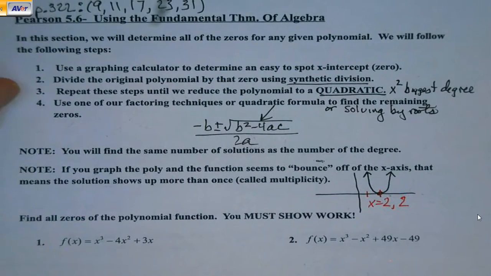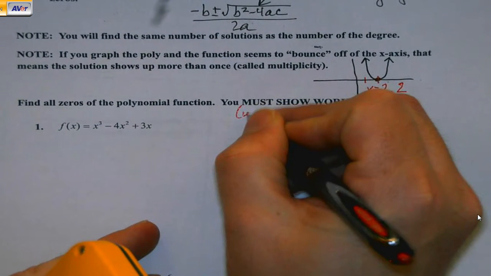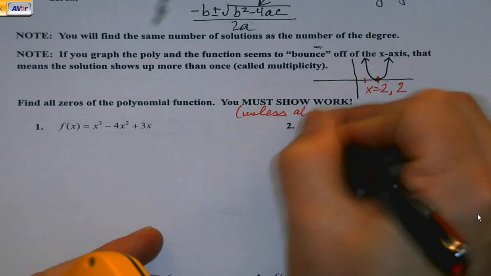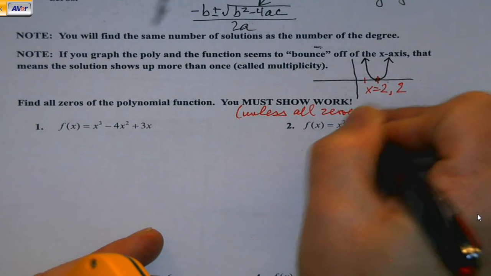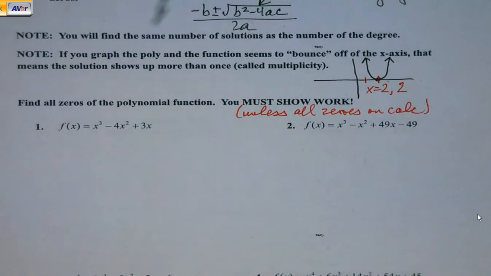So how does this work? Oh boy. Find all zeros of the polynomial function. You must show work. Unless, here's the bailout, unless you can get all your zeros on the calculator. It will happen sometimes. Not as often as you would like it to happen, but it will happen at times.